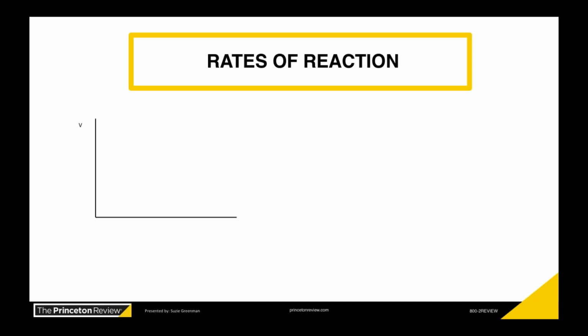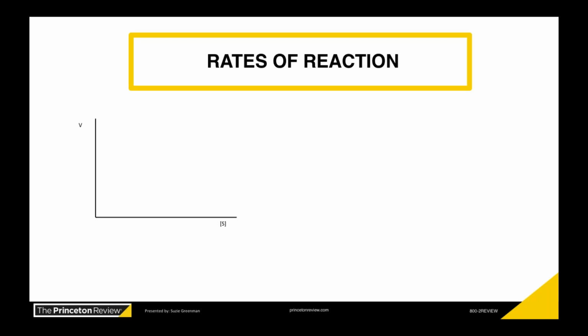So let's talk about rates of reaction. So rates of reaction, we're talking about at what rate are we creating the product of whatever it is that we're making. So our y-axis is the rate at which we're creating our product, and our x-axis is the amount of substrate that we have. So we're starting out with no substrate at all.